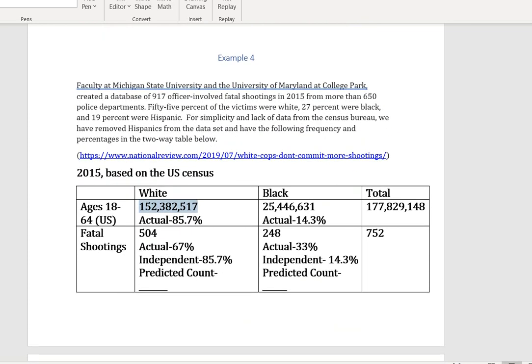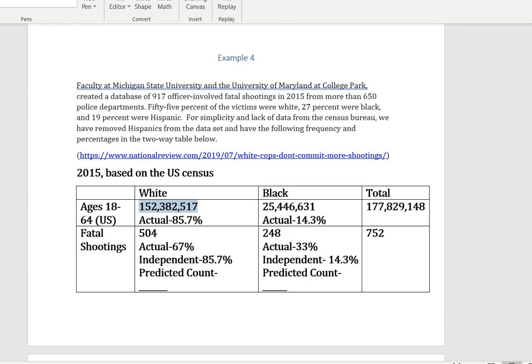All right, so faculty at Michigan State University and the University of Maryland at College Park created a database of 917 officer-involved fatal shootings in 2015 from more than 650 police departments. 55% of the victims were white, 27% were black, and 19% were Hispanic. For simplicity and lack of data from the Census Bureau, we have removed Hispanics from the data set and have the following frequencies and percentages in the two-way table below.